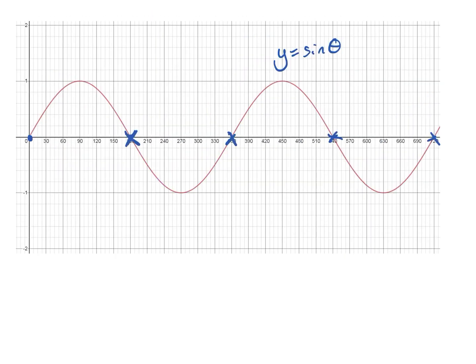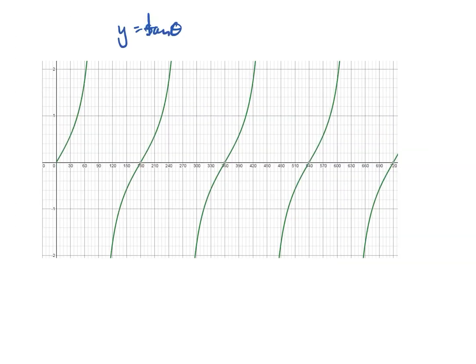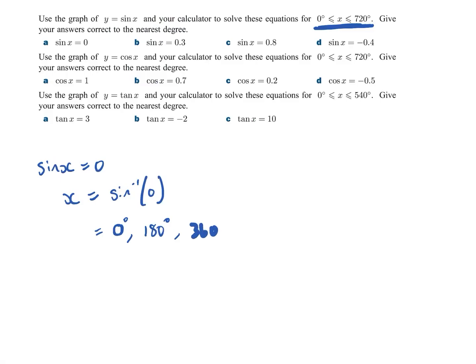0, 180 degrees. What else? Let's just have a look. 180, 360 degrees, 540 degrees, and 720 degrees. Now, there are actually infinitely many answers, but there are only 4 answers within this domain, this set of data. Okay, so I hope that makes sense.